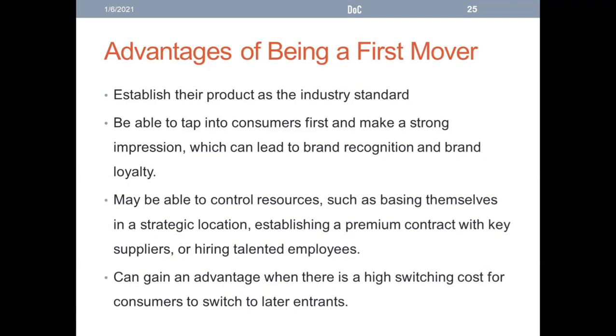So by introducing it, they took this advantage and maybe established their product as the industry standard, right? By the way, remember, being the first mover, there are some disadvantages also, right? Okay, I'll come to that later. So, what else? What are the other examples?